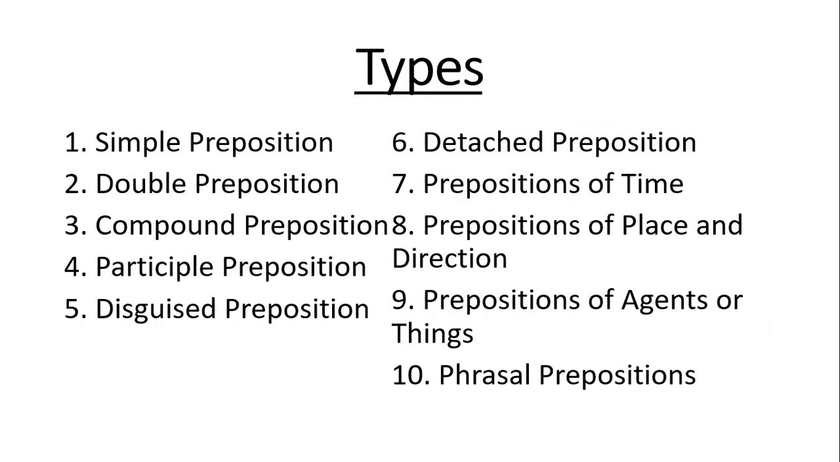Okay, so of types, we have simple, double, compound, participle, disguised, detached. These are the types of preposition based on their structure, or how they are made, or even you can say how many words they have or what type of words they are made with. And prepositions of time, place and direction, agent and things, these are how they are used, or in which situation they are used, or what kind of meaning they help to clarify.